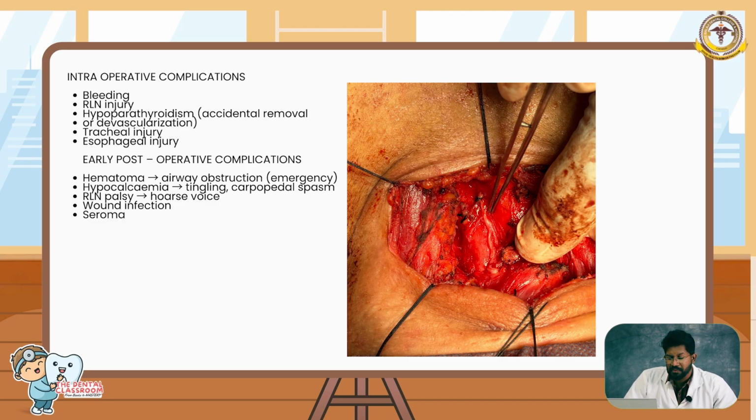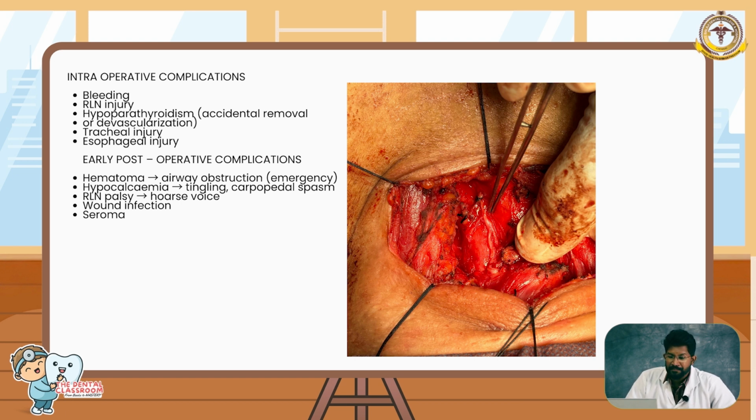Early post-operative complications can be hematoma formation, and hematoma can lead to compression of the airway. That can be an emergency. Then hypocalcemia can be there. There can be a tingling sensation. There can be carpopedal spasm. Recurrent laryngeal nerve palsy can be there, which can present with hoarseness of voice. Wound infection can be there. Seroma formation can be there in this patient. So these are a few early complications.